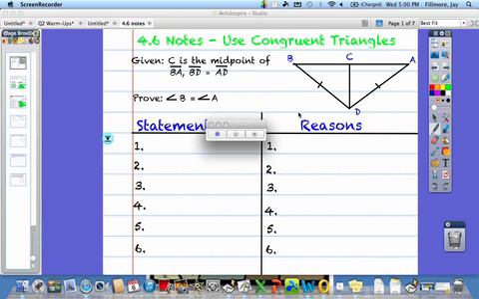Ladies and gentlemen. Today we're talking about using congruent triangles. We've been talking about how to prove triangles congruent. Now we're going to use congruent triangles to prove other things.